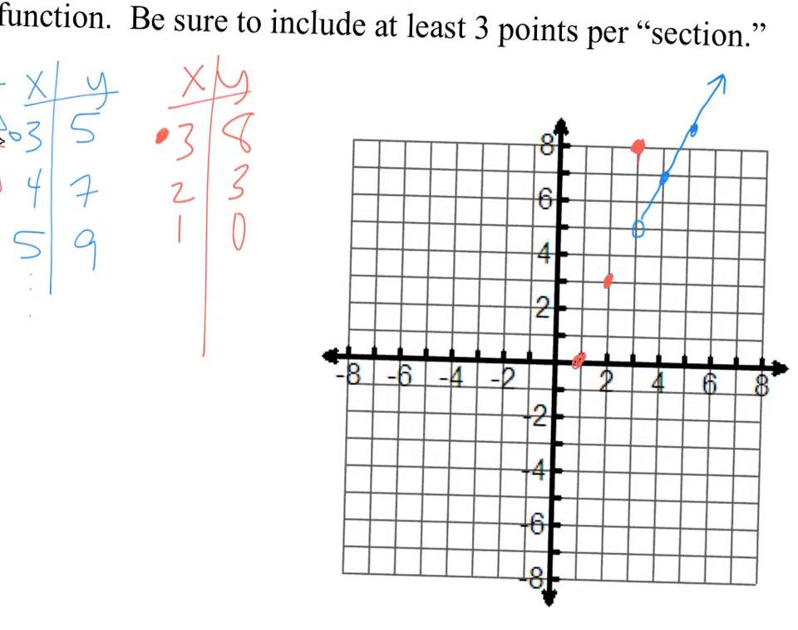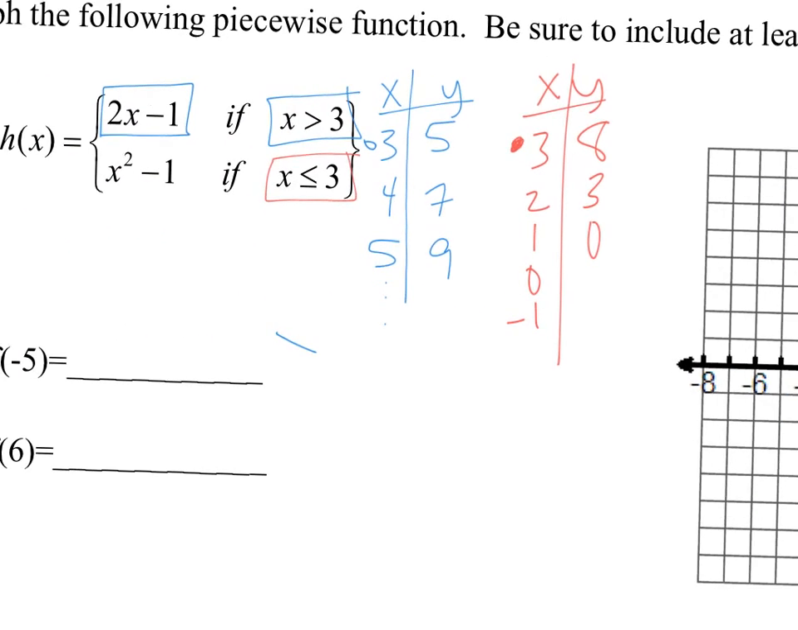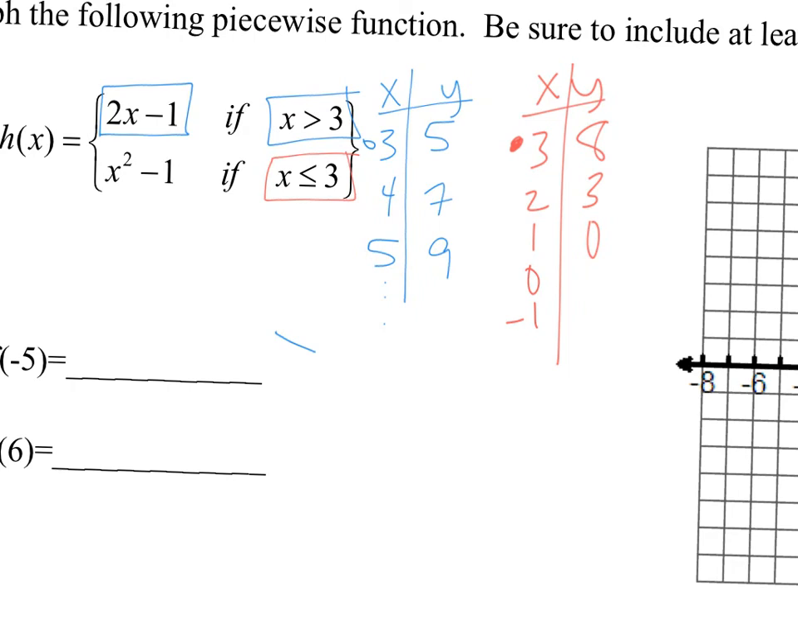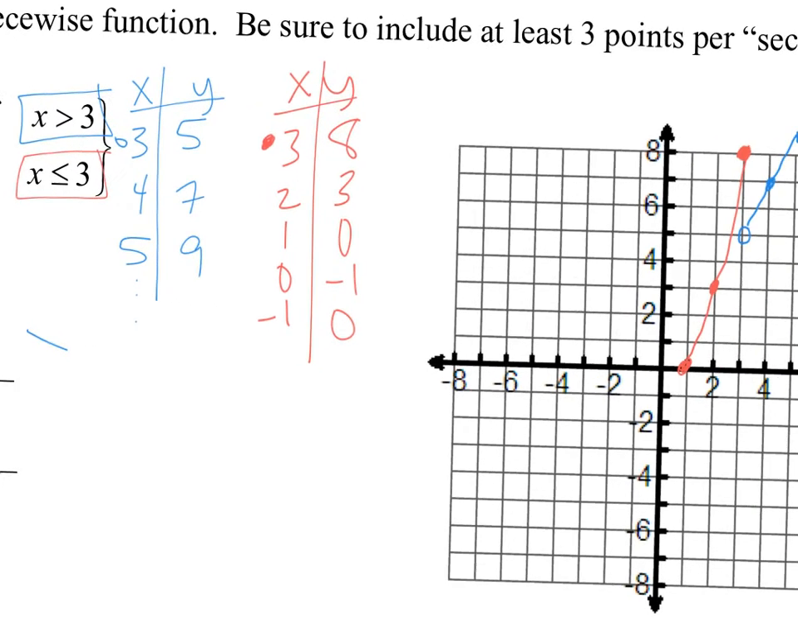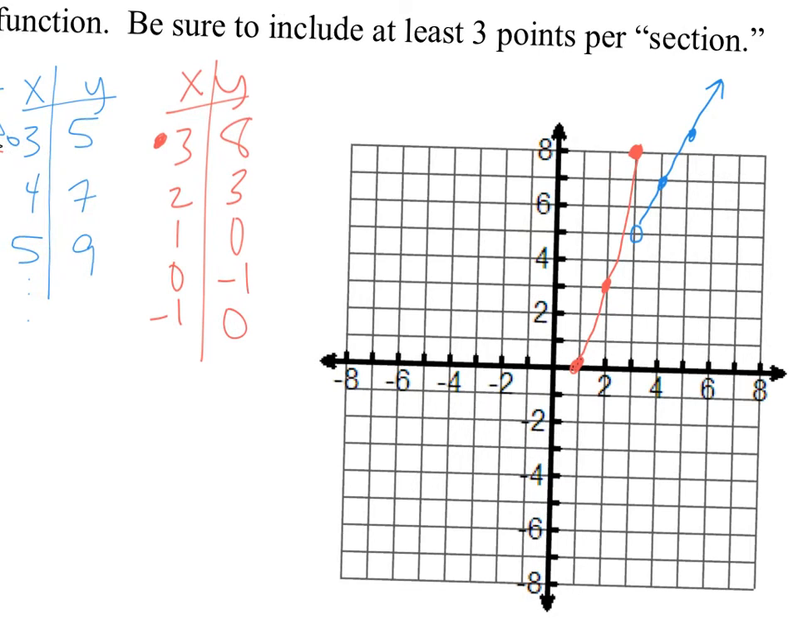If I connect, does this look like a parabola? No, so I'm going to pick a couple more just to be a little bit more accurate. What happens if I plug in 0? When I plug in 0 to this, I get negative 1. What happens if I plug in negative 1? Negative 1 squared is 1, minus 1 is 0. Let's see if those two help me get a more accurate shape of my graph. 0, negative 1 is here. Negative 1, 0 is here. Okay, now I'm starting to come back up. Now it looks like a parabola, and it goes that direction with an arrow.